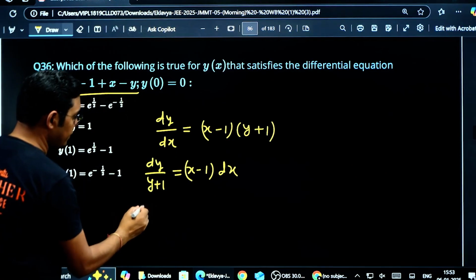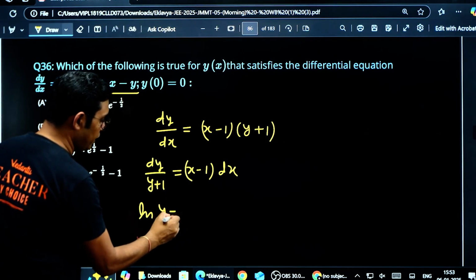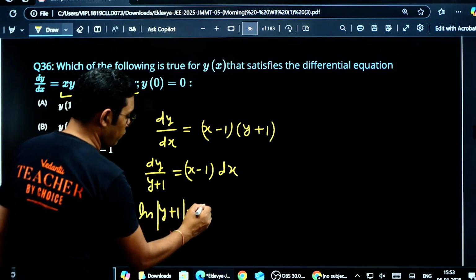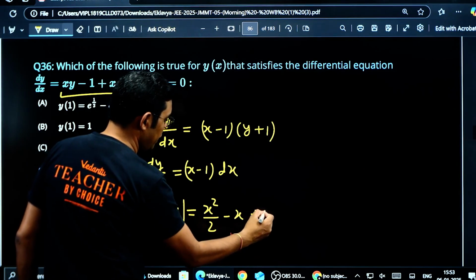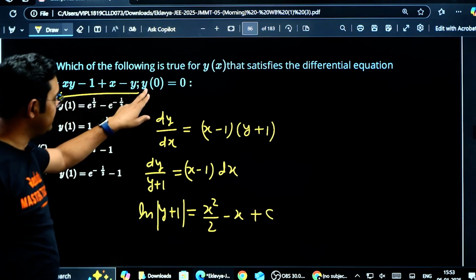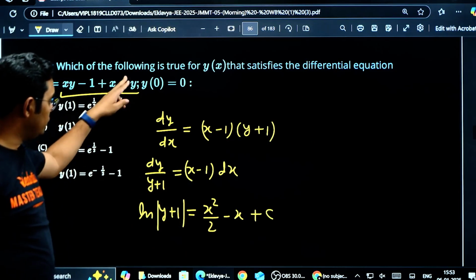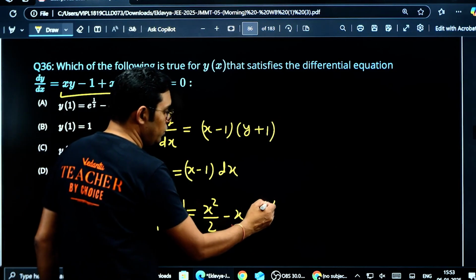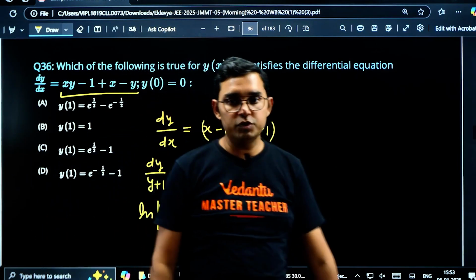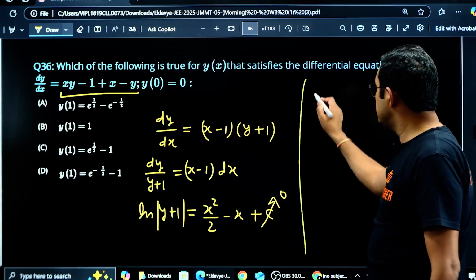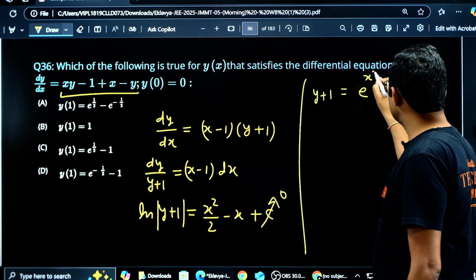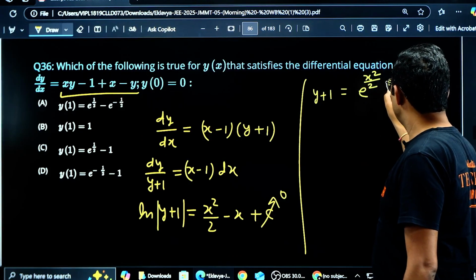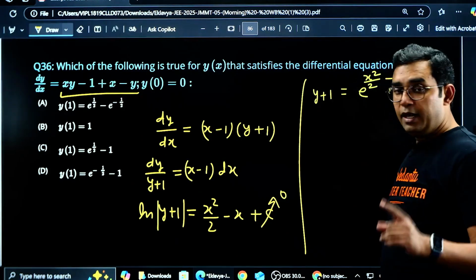Okay, so integration will be ln |y plus 1| is equal to x square upon 2 minus x plus c. And if you put these values like x is equal to 0, y is also 0, then I think c becomes equal to 0. You can check that c is coming out to be 0. So my question is just y plus 1 is equal to e raised to the power x square upon 2 minus x. Okay. Let me tell you one thing.